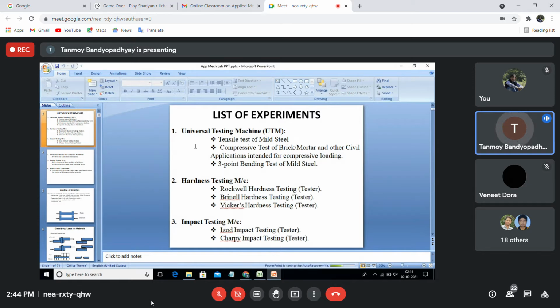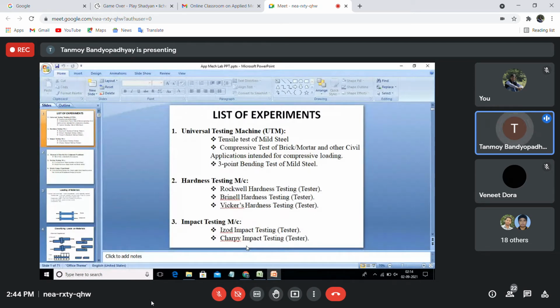Hardness testing is actually not mentioned in our syllabus. There are many sorts of hardness testings, so we will be concentrating on the basic two: one is the Brinell hardness testing, and another one is the Rockwell hardness testing. There is another one, Vickers hardness, and there are many hardness tests available, but we will be focusing on the first two, Brinell hardness and Rockwell hardness.